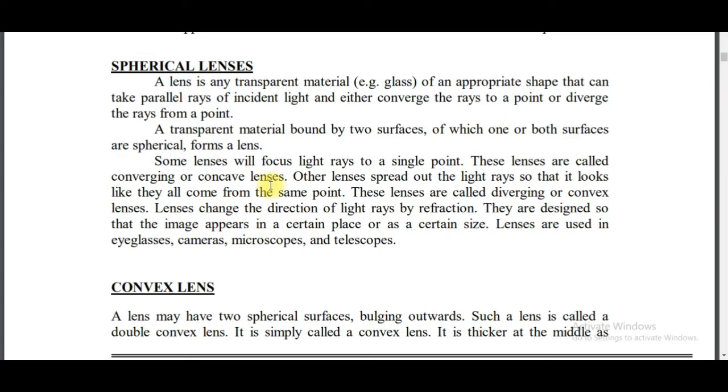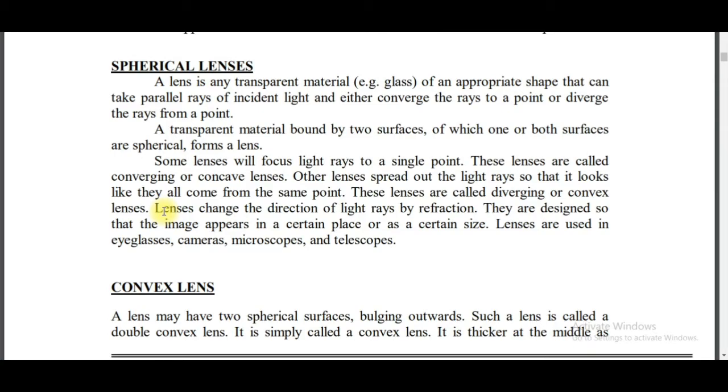In this case it will be reverse. The lenses which focus the rays at a single point are called converging or concave lens. Don't confuse it with mirror, both have different properties. Other lenses spread out the light rays because they are bulging like convex. These lenses are called diverging or concave lenses, convex lenses.